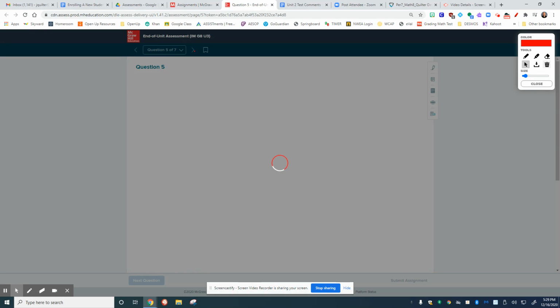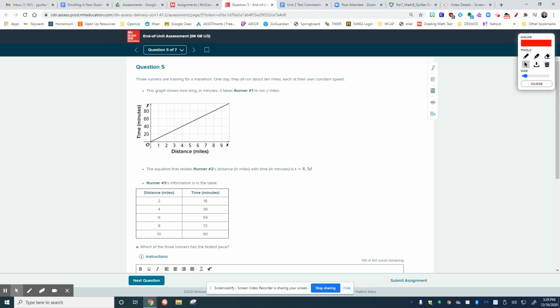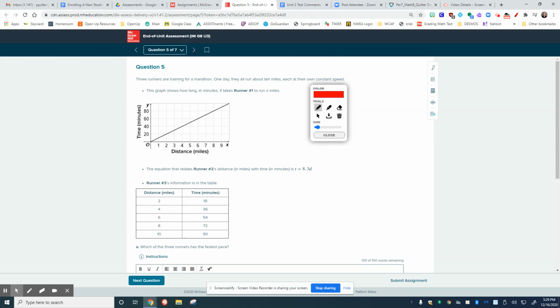Question 5 talks about some runners 1, 2, and 3. Your job is to determine which runner is the fastest runner, and then how you know. When we look at fastest runner, we're talking about a constant speed. And think about that piece. The fastest runner will have the best constant speed for running.